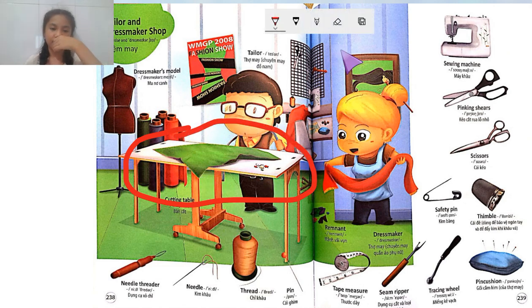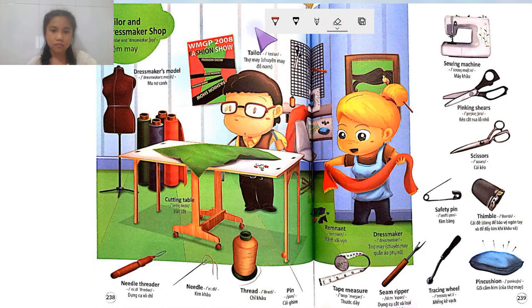Here we have a cutting table. So next we have our dressmaker. They're kind of person that has the same job as a tailor, but mostly they make women's clothes. The same as the tailor, they would also design women's clothes more than men's clothes.